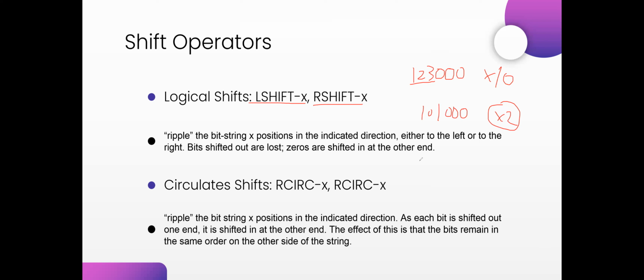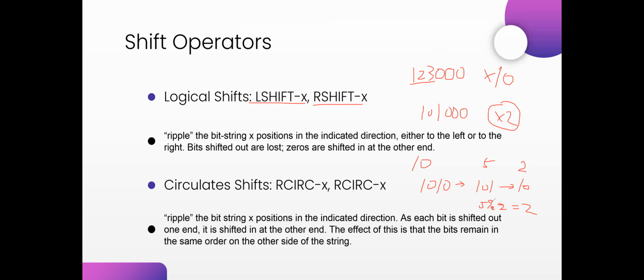So let's say you have 10, which is 1 0 1 0. If you right shift by 1, you are going to get 1 0 1, which is 5. If you right shift by another 1, you are going to get 1 0, which is 2. Basically 5 divided by 2 gives you 2. So right shift is just like a division.